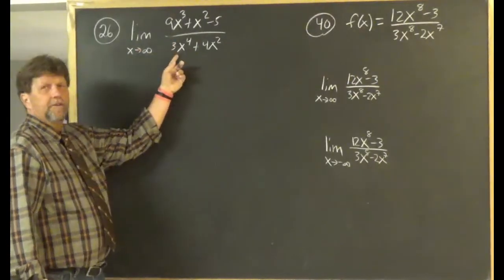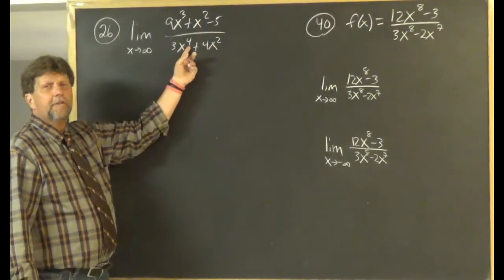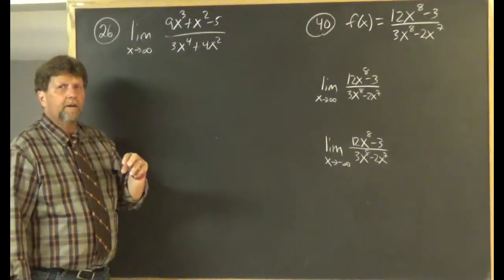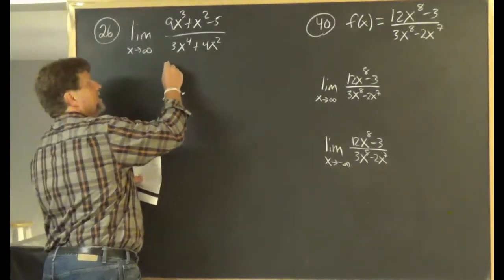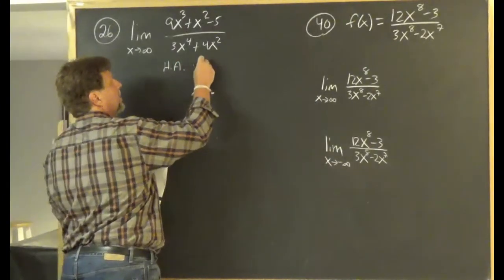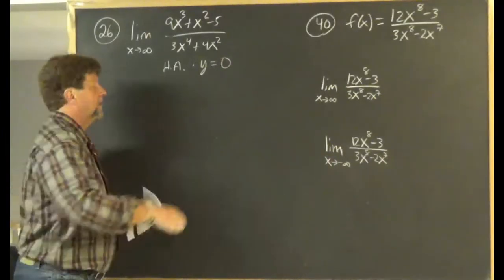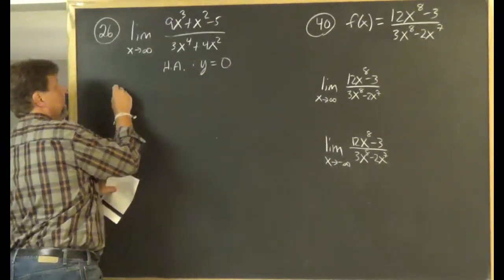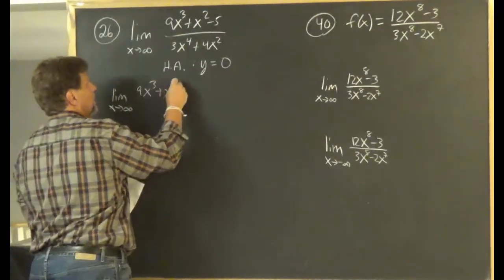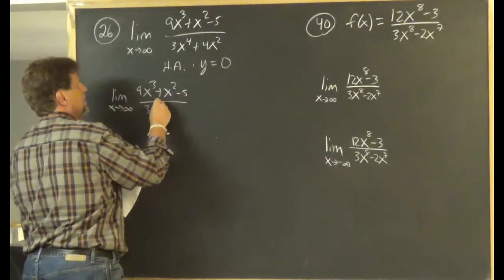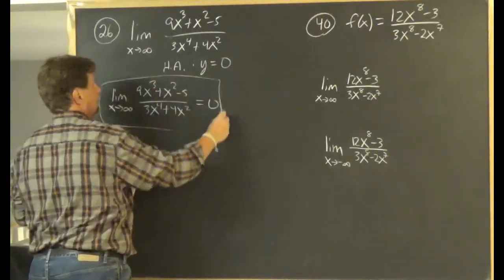This is a rational function. The degree of the numerator is 3. The degree of the denominator is 4. When the degree of the numerator is less than the degree of the denominator, the graph has a horizontal asymptote at y equals 0, also known as the x-axis. Because we know that horizontal asymptote, we immediately know that this limit is 0. Done.